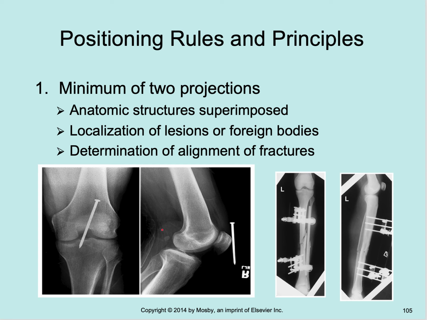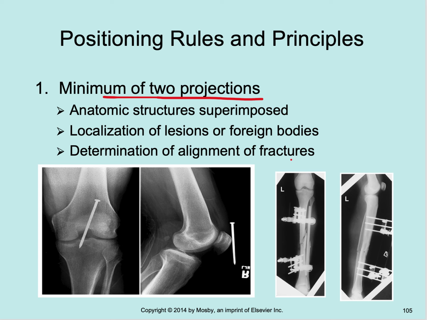So positioning rules, minimum of 2 projections. So the way you think about this is minimum is 2 projections, and what you're looking at is 90 degrees apart from one another. So anatomic structures superimposed, localization of lesions or foreign bodies, determination of alignment or fractures.